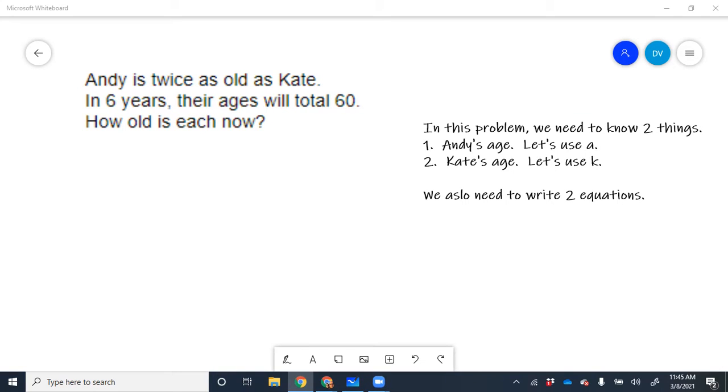Okay, this word problem says that Andy is twice as old as Kate. In 6 years, their ages will total 60. And we want to know how old each is. Another way to say that is how old is Andy and how old is Kate.